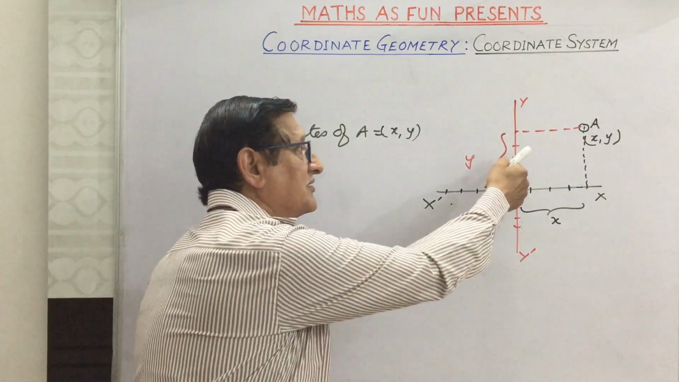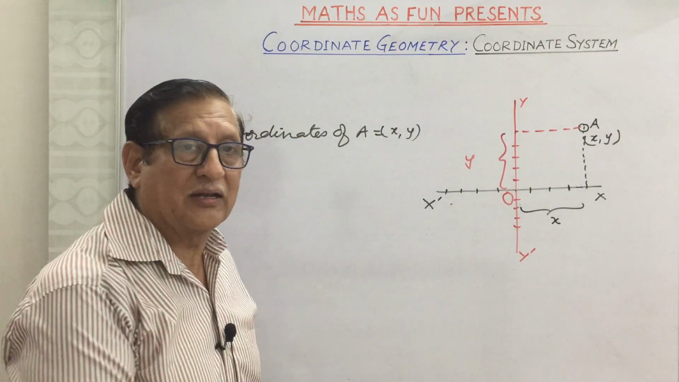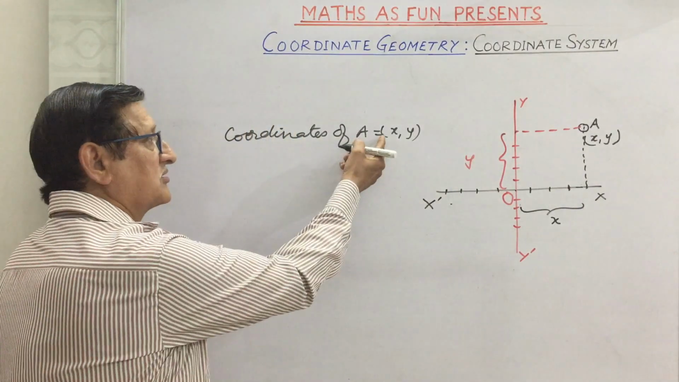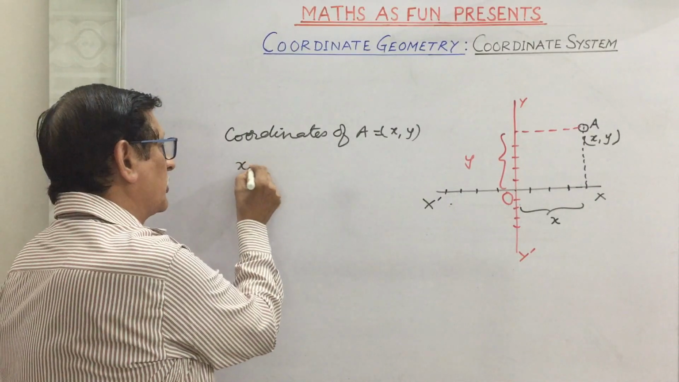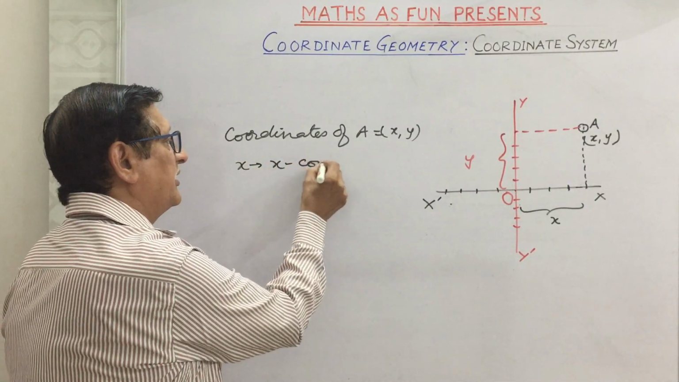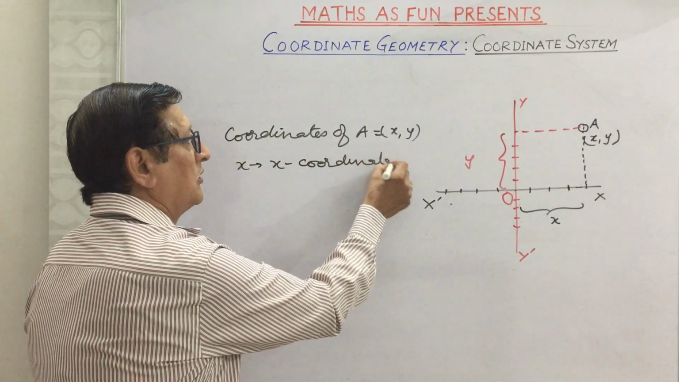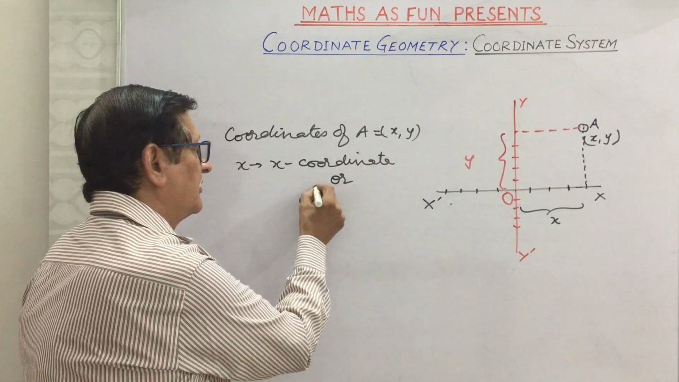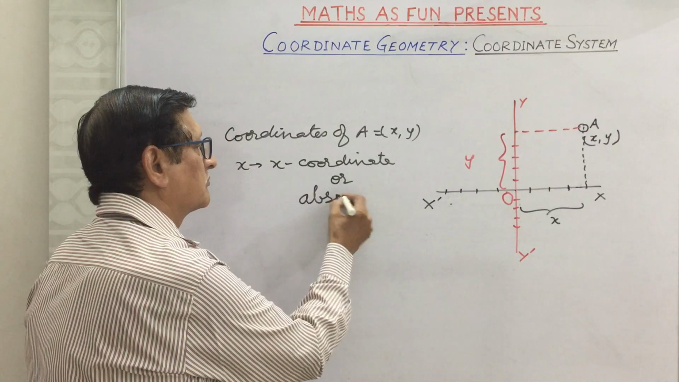And that is why they are known as the coordinates, and they are named as x, y generally. What is this x? X is known as the x coordinate of the point, or it is also known as abscissa.